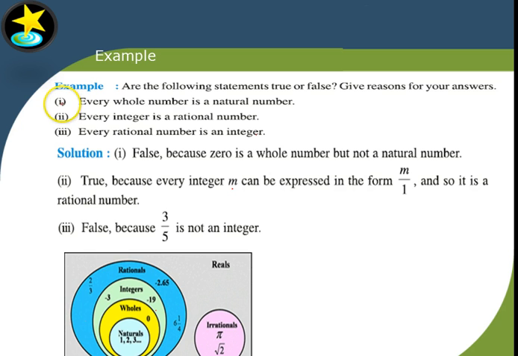So point number 1 was false because 0 is a whole number but not a natural number. Point number 2 was true because every integer m can be expressed in the form of m by 1, and so this is a rational number. Point number 3 is false because 3 by 5 is a fraction which is not an integer. You can give 2 by 3 instead of 3 by 5, or any fraction which is not an integer.